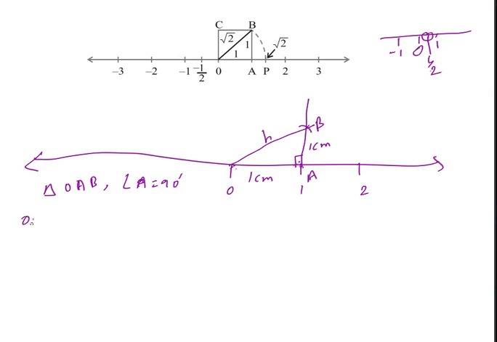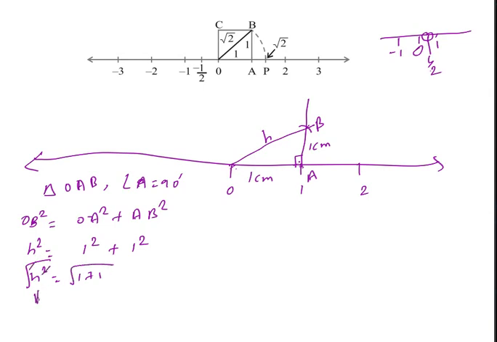So hypotenuse square, OB square, equals OA square plus AB square. OA is 1 centimeter, so OA square is 1 square, plus AB square is 1 square. So H square is 1 plus 1. If we take the square root on both sides, the square and the root get cancelled. So H equals root 2. This hypotenuse is root 2.